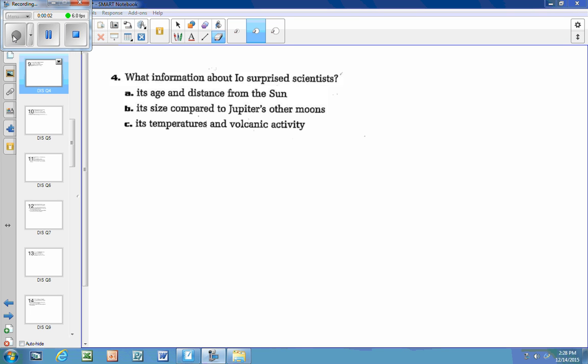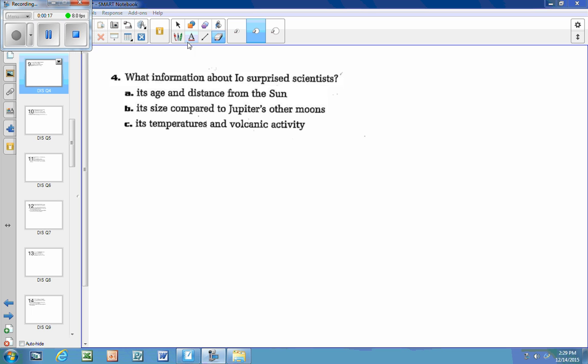Question 4. What information about Io surprised scientists? A. Its age and distance from the Sun. B. Its size compared to Jupiter's other moons. C. Its temperatures and volcanic activity.